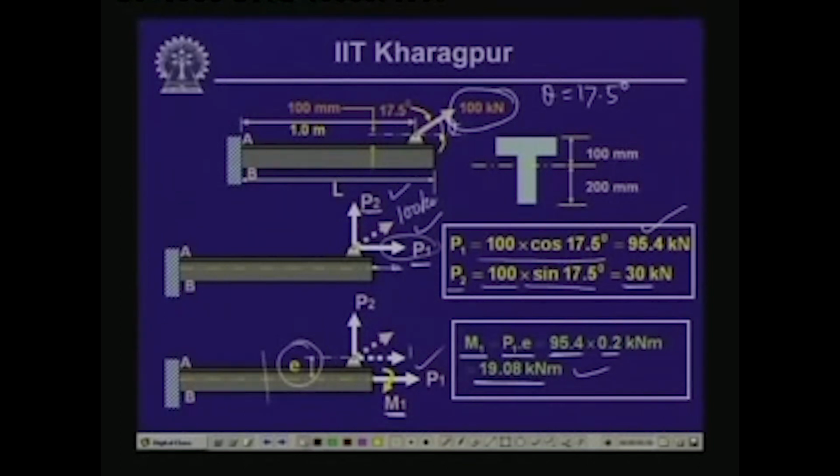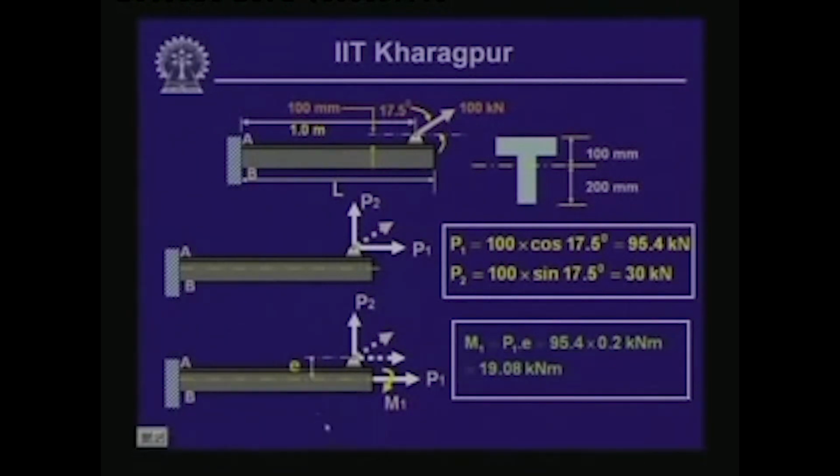at any cross section. Now we have the bending moment M1 acting at the end, and we have the transverse load P2 which is acting at a distance of 1 meter from the support. Now let us look into the actions of these loads individually.